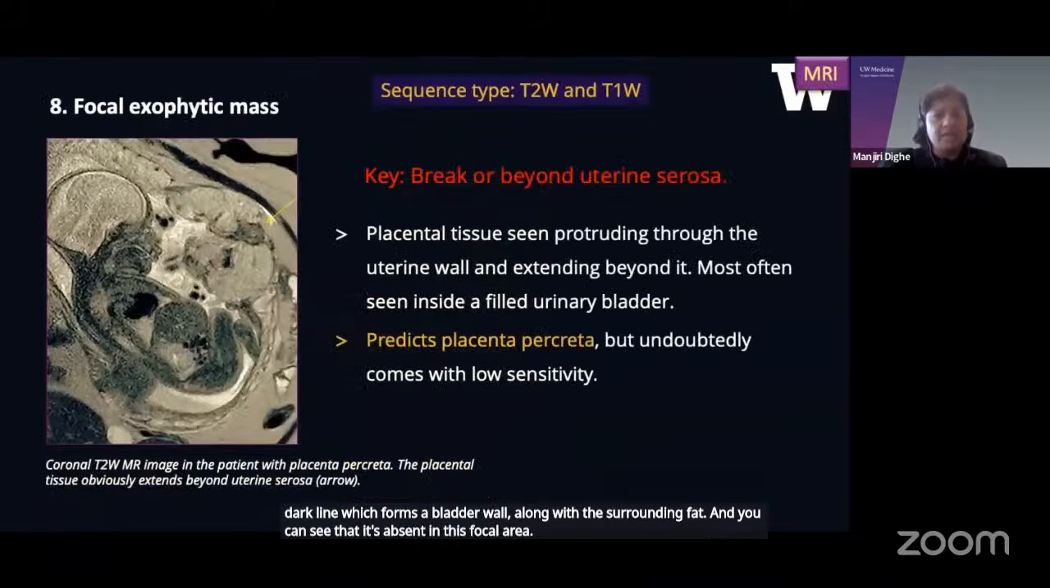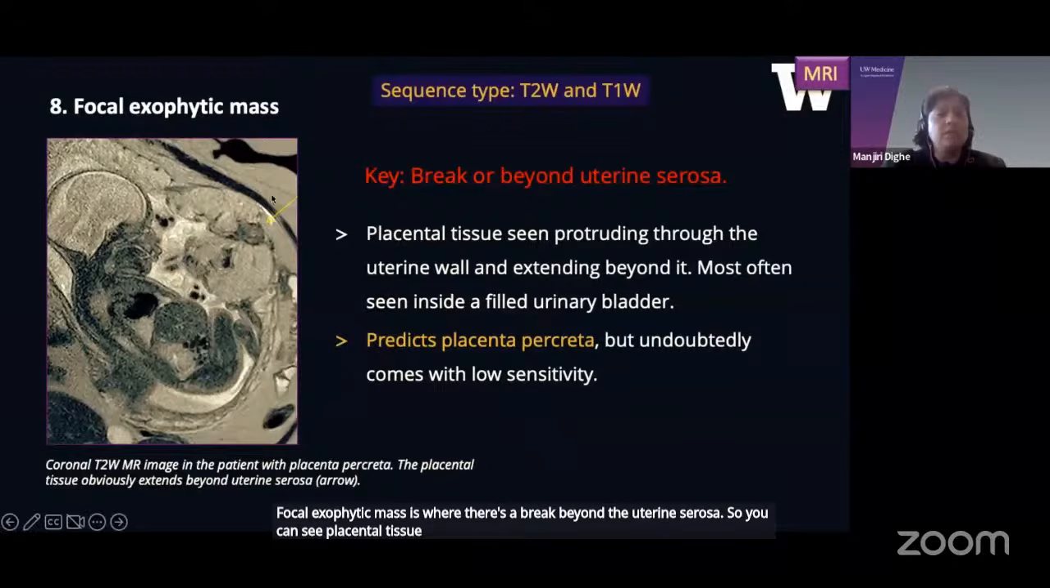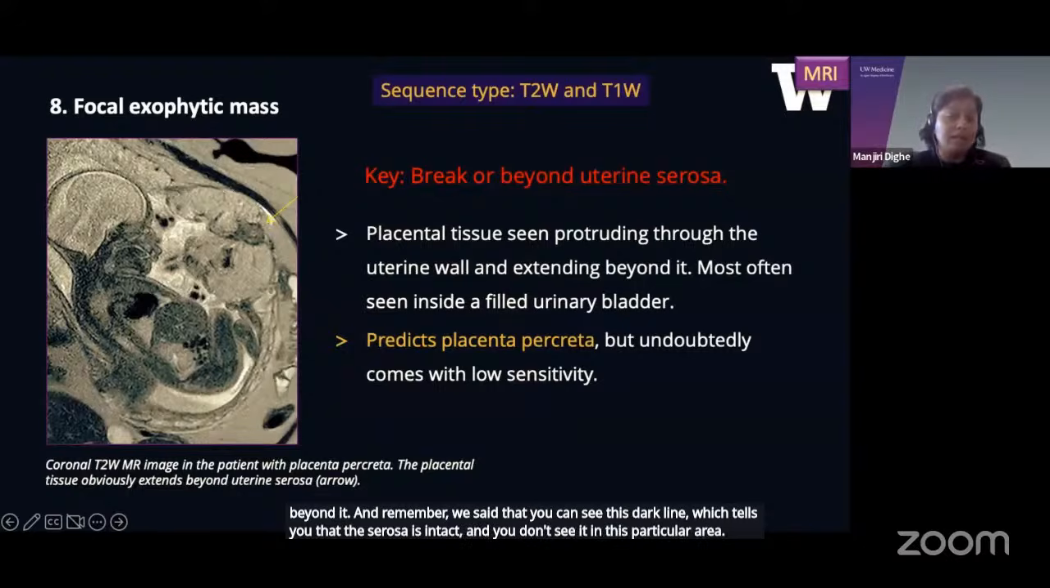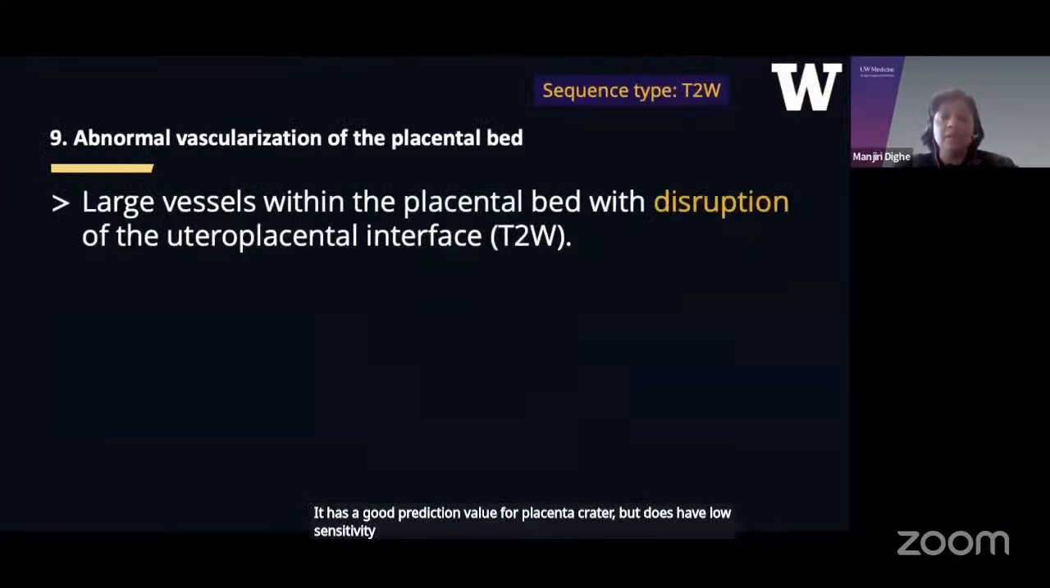Focal exophytic mass is where there's a break beyond the uterine serosa. So you can see placental tissue protruding through the uterine wall and extending beyond it. And remember, we said that you can see this dark line, which tells you that the serosa is intact, and you don't see it in this particular area. It has a good prediction value for placenta accreta, but does have low sensitivity.